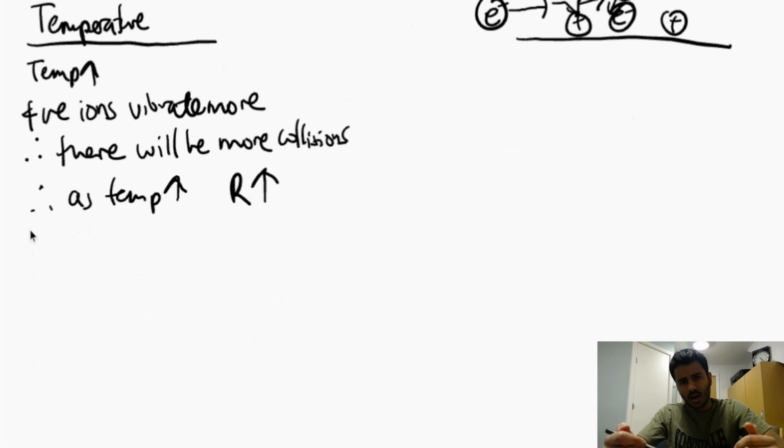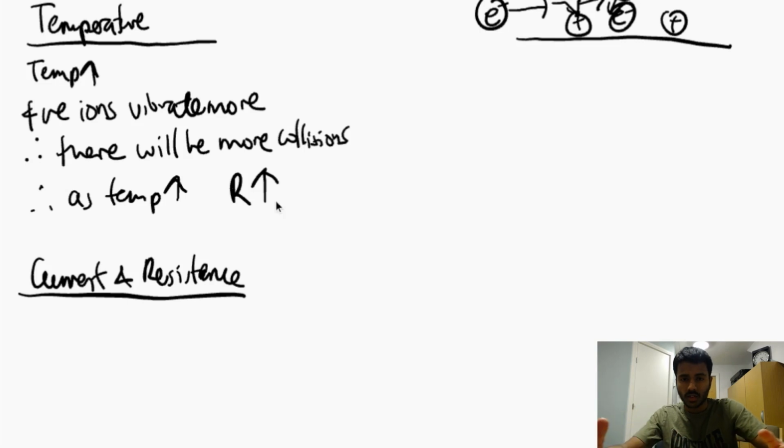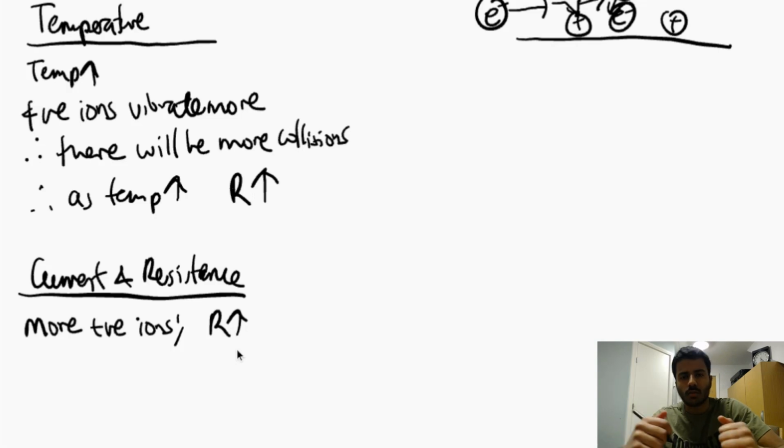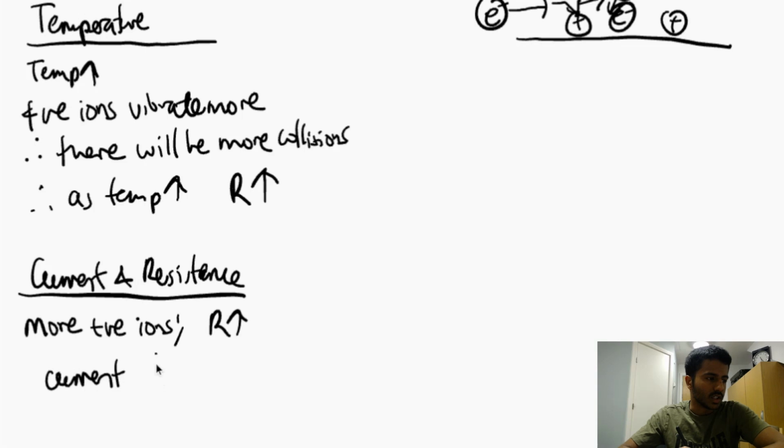Now let's look at how current is affected by resistance. Now the more positive ions you have, the higher the resistance is. So the more positive ions, you have greater resistance. And what that means is you're going to get more collisions between electrons and the positive ions. And that means that the speed at which the electrons move through the wire or the component decreases. So the current will also decrease because the electrons move through the wire slower. So as the resistance increases, current decreases.